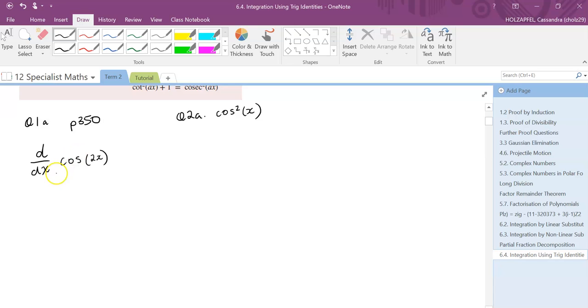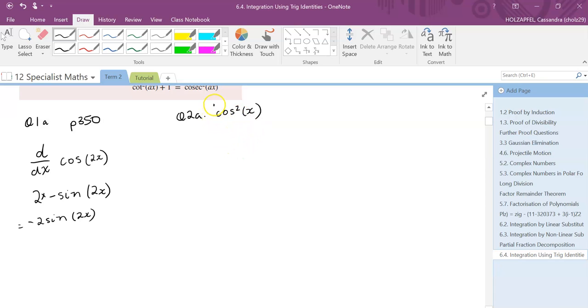So to find this derivative, it's just going to be equal to negative sine 2x multiplied by 2, because that's the derivative of the inside function. And that is all we have to do. So very, very simple example. Okay, so let's have a look at this one now.